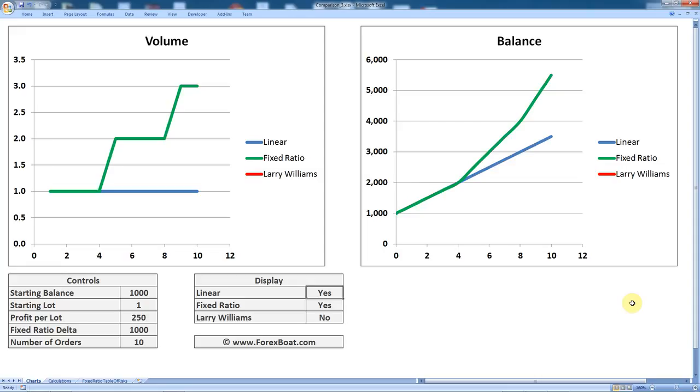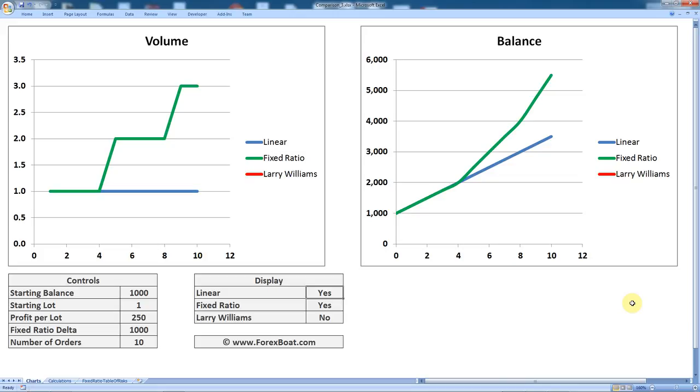In the previous sections of this course, we looked at three methods of money management. We looked at the linear method, the fixed ratio method by Ryan Jones, and the Larry Williams money management method. Now, what we're going to do in this section is compare these methods side by side.